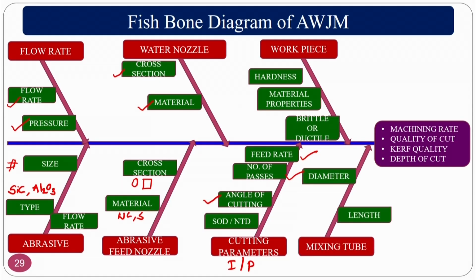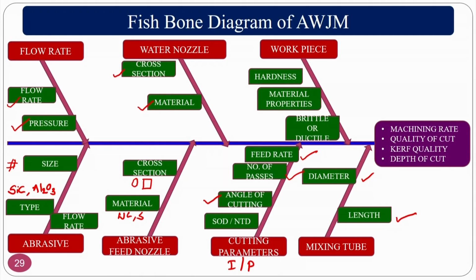So, mixing tube, normally mixing tube length plays a major role as well as the diameter. If the length is too long, what will happen, the velocity of the jet will die. If the diameter is very high, then the mixing also will take its own time. So, these are all the parameters that will affect the output responses.